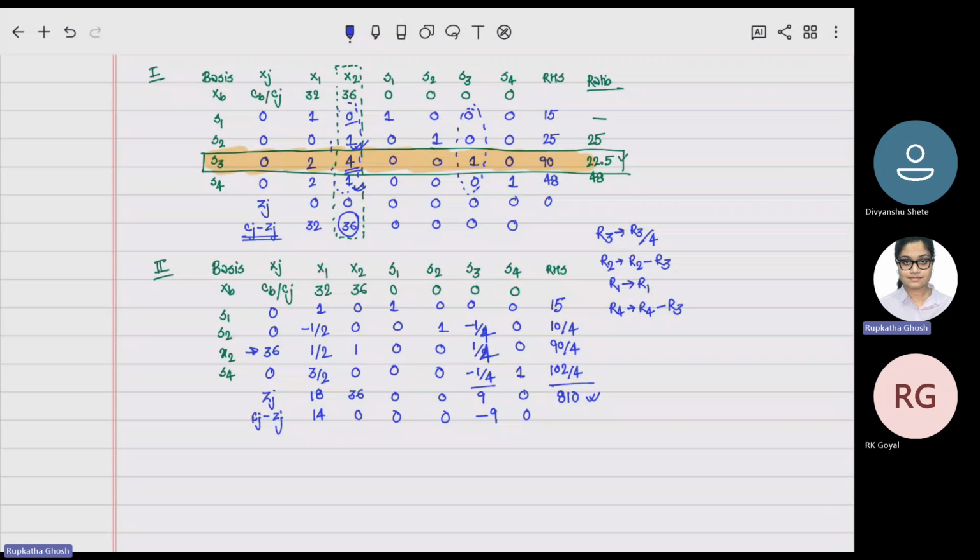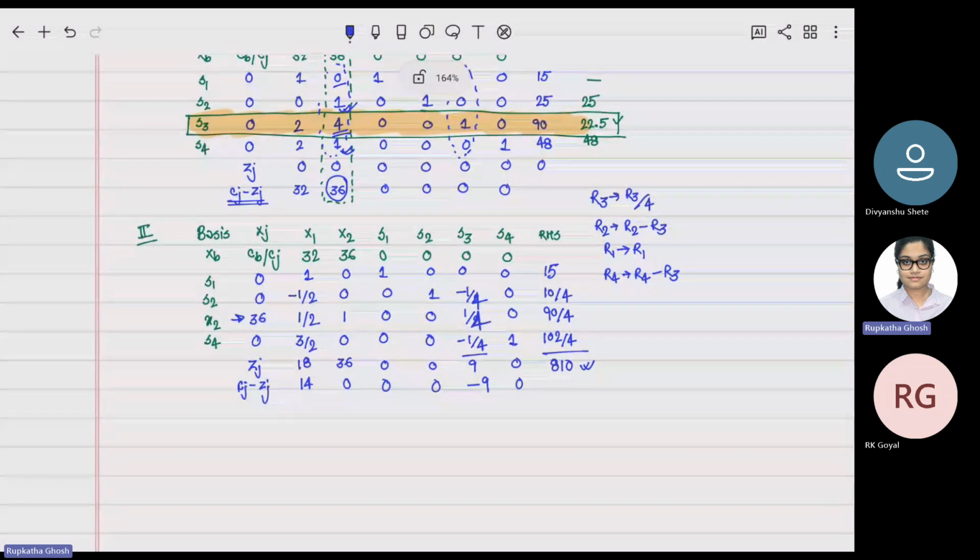Anyway, see, for reaching optimality, your Cj minus Zj values in a maximization problem have to turn out to be 0 or less than equal to 0, right? So this is fine. Okay. Now the same thing that we do. Okay, Divyansh, are you clear?